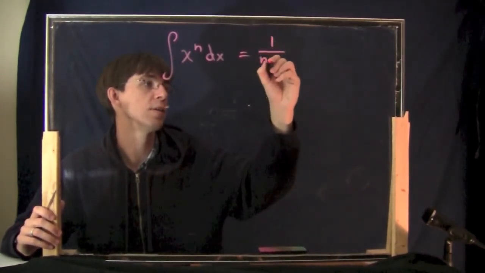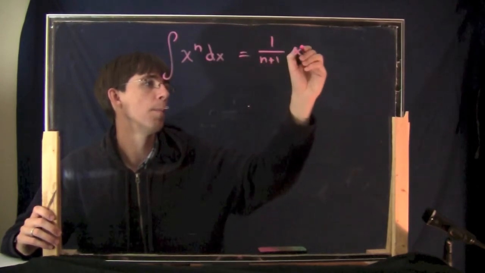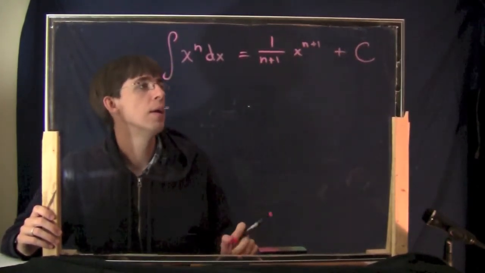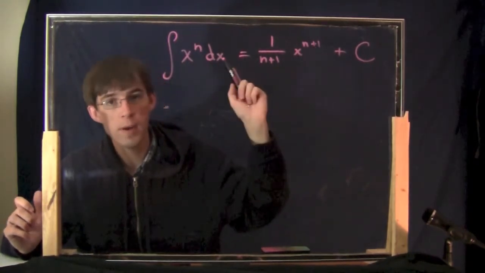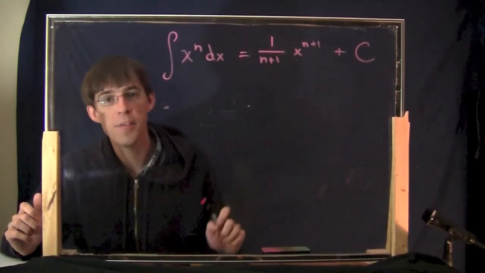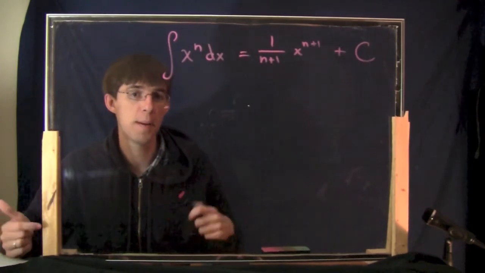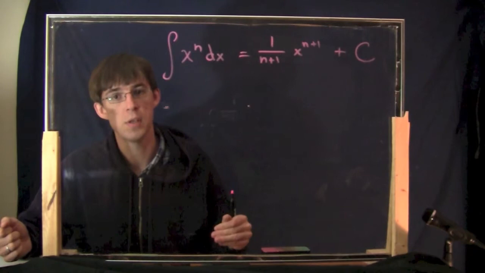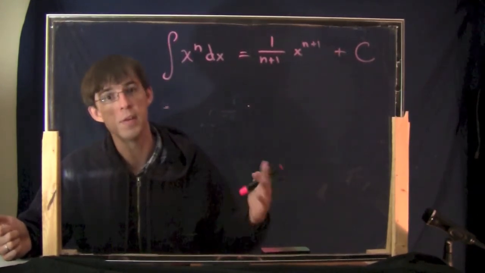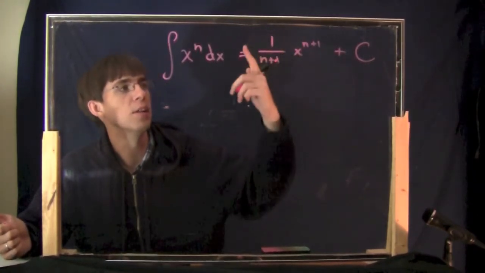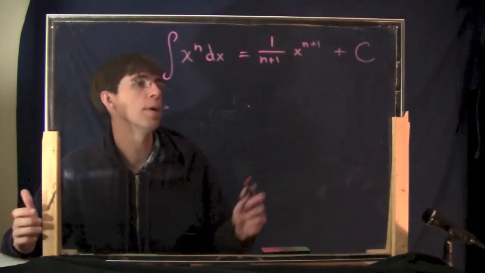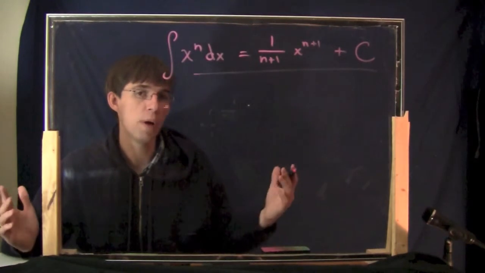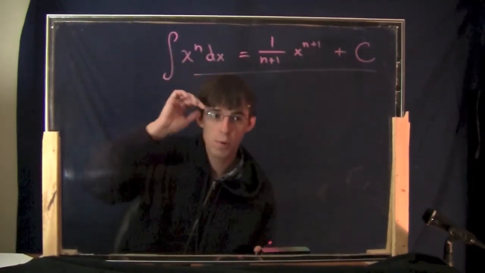It looks like this. As always, the plus c goes there. All right. You increase the exponent by 1, and then you divide by the new exponent. This is the opposite process from doing the derivative, which consists of multiplying the exponent and then reducing it. You increase it and then divide by the exponent. This is the power rule for the antiderivative, and it works great just the way that the power rule for the derivative works.